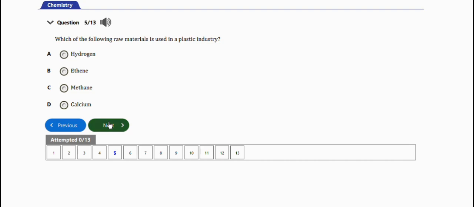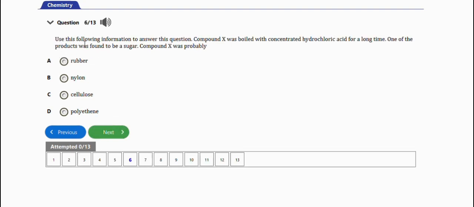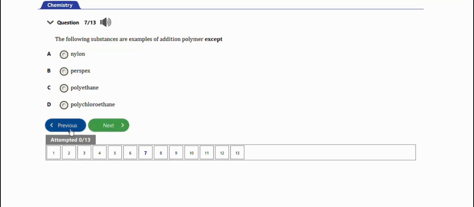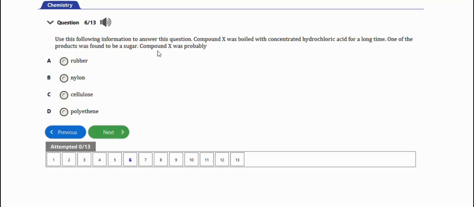The next subject question will be this one. It says, use the following information to answer this question. Compound X was boiled with concentrated hydrochloric acid for a long time. One of the products was found to be a sugar. Compound X was probably, so this would be a cellulose, option C. So in this question, when cellulose gets hydrolyzed, you are going to have sugar as one of the products.